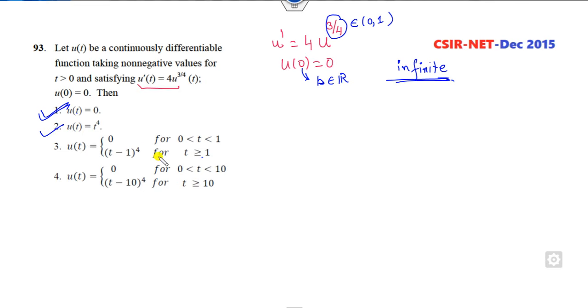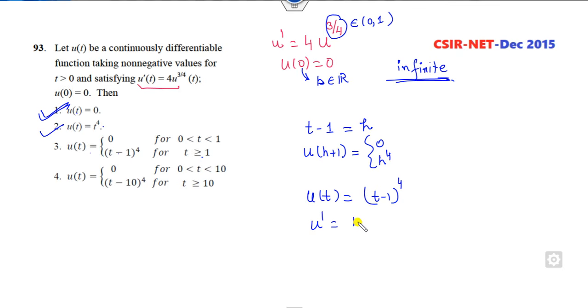Again you can see these are the same. If I simply say t minus 1 is h, so what will happen? U of h plus 1 is my 0 and this is h raised to power 4, which is the same as that of this. Otherwise you can also think about it this way. If you take the derivative, this is t minus 1 cubed. So I can write this t minus 1 from here. This is u of 3 by 4. I can find the value of t minus 1 from here, u to the 1 by 4, which is the same as that of this. And similarly this is similar. So all are my correct answers.